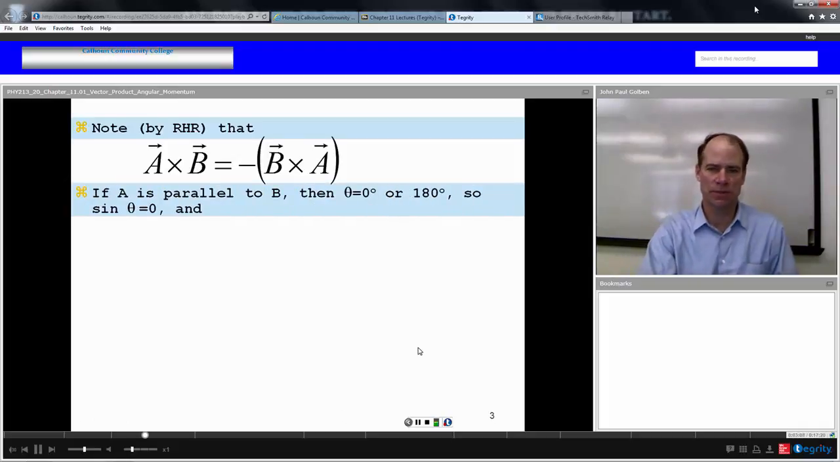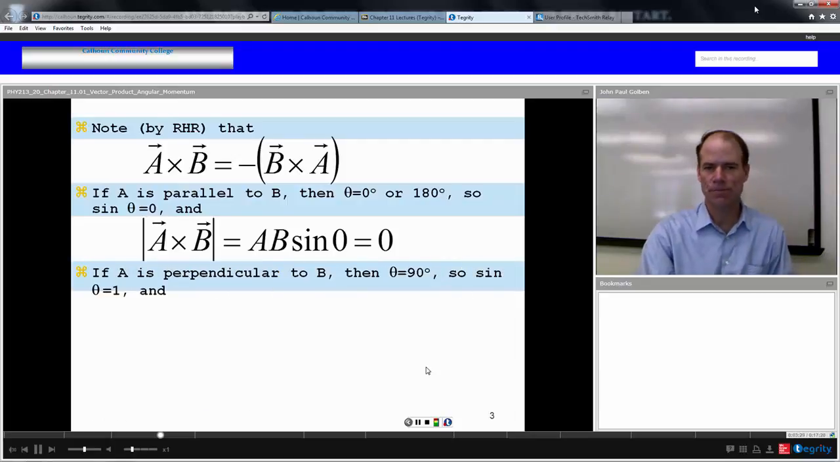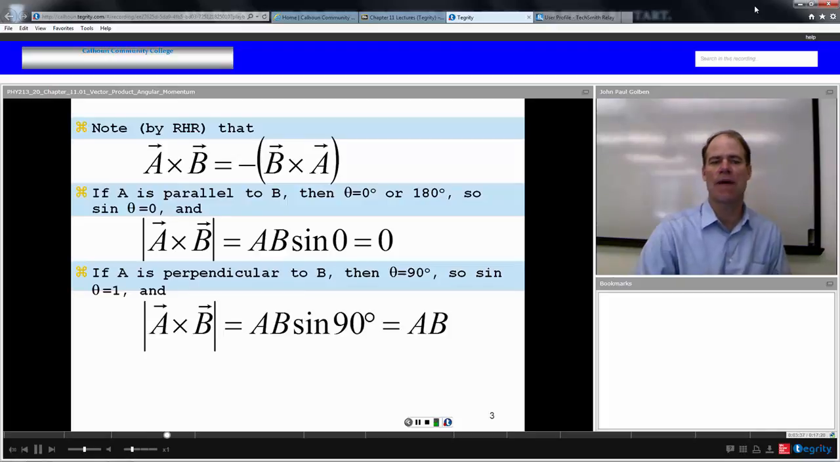If A is parallel to B, then the angle between the two would be 0 degrees, and sine of 0 is 0. Or if they were anti-parallel, the angle between them would be 180 degrees, and sine of 180 is 0. So for parallel or anti-parallel vectors, the magnitude of the cross product is indeed 0. If A is perpendicular to B, then the angle between the two would be 90 degrees. Sine of 90 is 1. So the magnitude of the cross product between perpendicular vectors would be equal to A times B sine 90, which is 1, or just the magnitude of A times the magnitude of B.